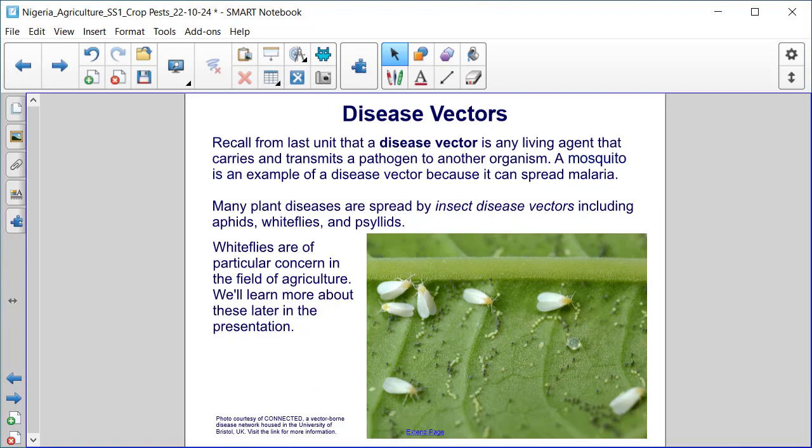Disease vectors. Recall from last unit that a disease vector is any living agent that carries and transmits a pathogen to another organism. A mosquito is an example of a disease vector because it can spread malaria. Many plant diseases are spread by insect disease vectors, including aphids, whiteflies, and psyllids. Whiteflies are of particular concern in the field of agriculture. We'll learn more about these later in the presentation.